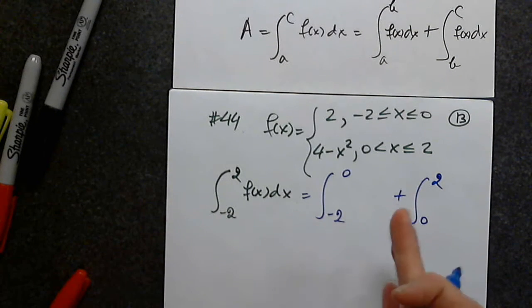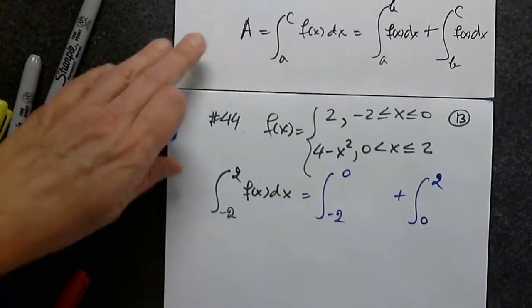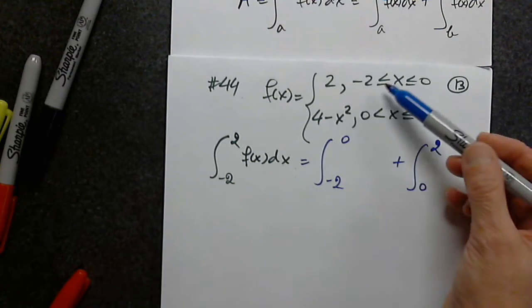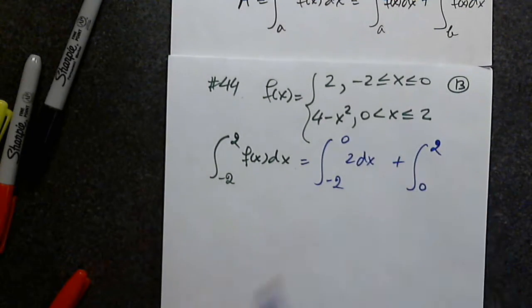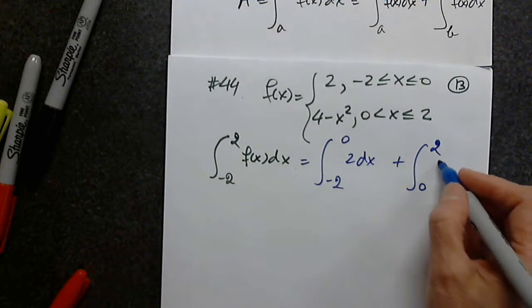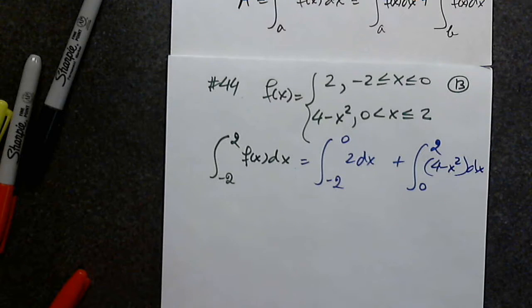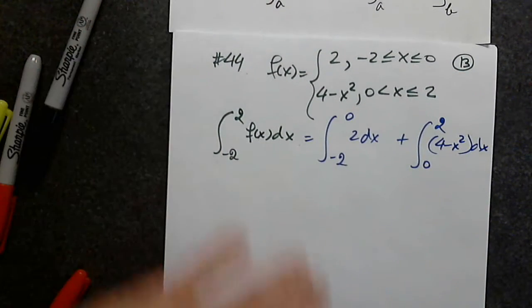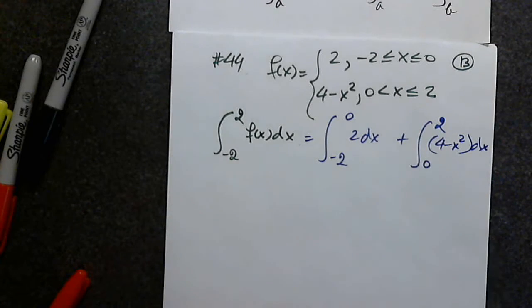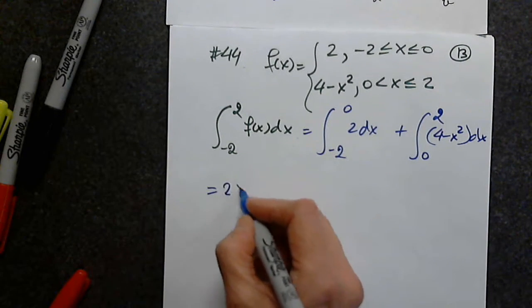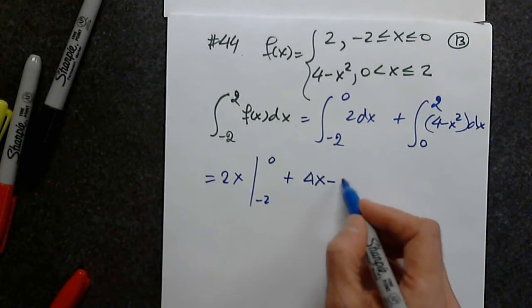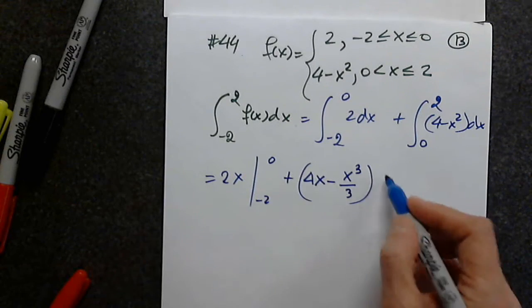This integral exists as long as the function is continuous, and it can be determined using the fundamental theorem of calculus 2, part 2, if the function is continuous. So from negative 2 to 0 of 2 dx, and from 0 to 2 of 4 minus x squared dx. This is continuous between negative 2 and 0, so I can calculate it like this. This is continuous between 0 and 2, and I can calculate it. So this will be 2x from negative 2 to 0, plus 4x minus x cubed over 3 from 0 to 2.